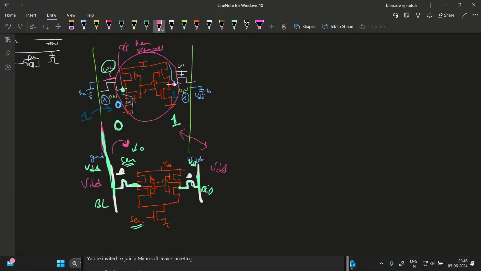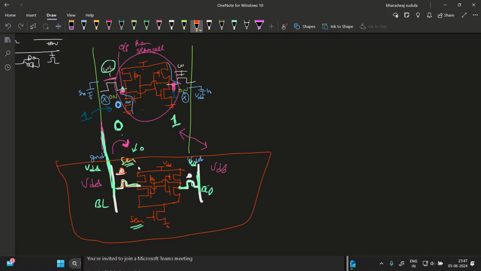You got it? This one, I am referring to this one. The below cell which you have drawn later, this is actually the sense amp, the sense amplifier. Yes, basically this entire thing. Okay, got it. So this is PMOS.